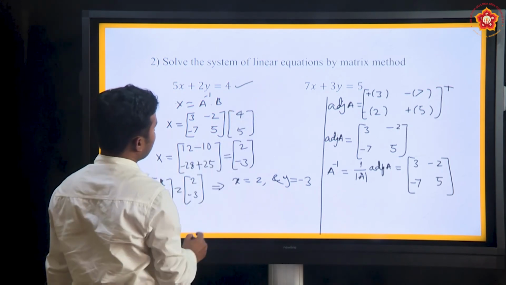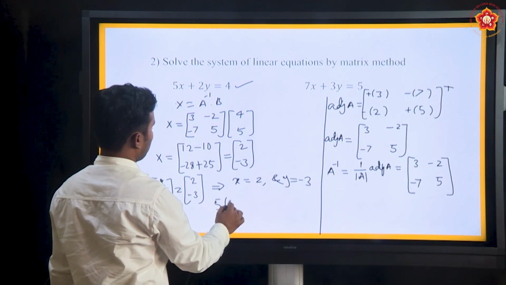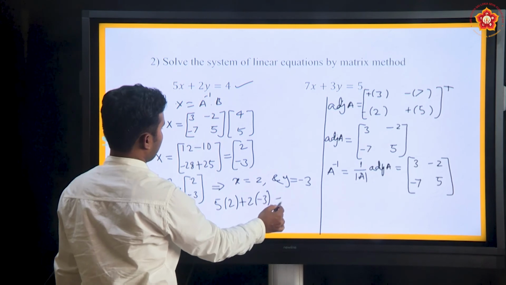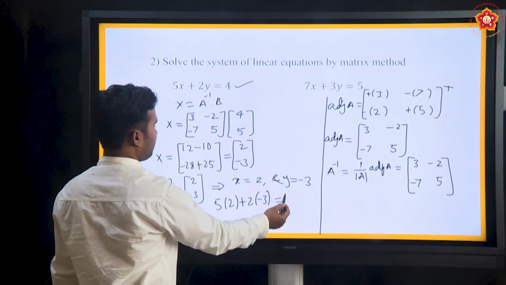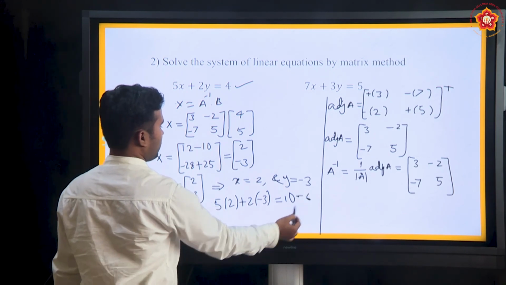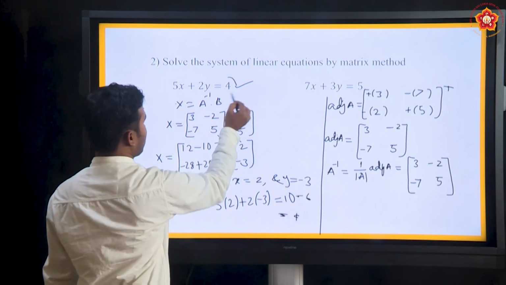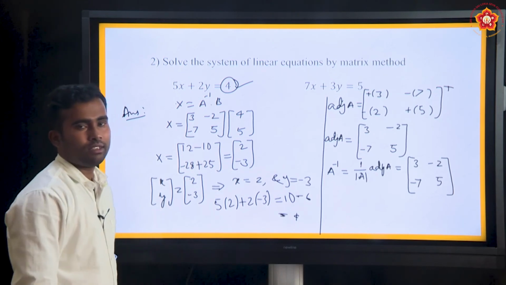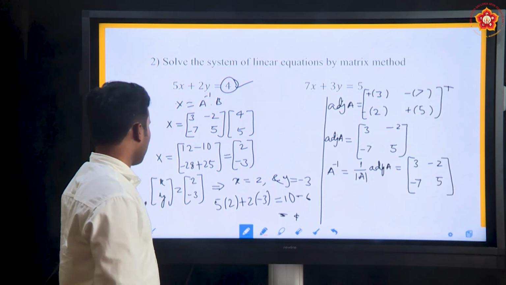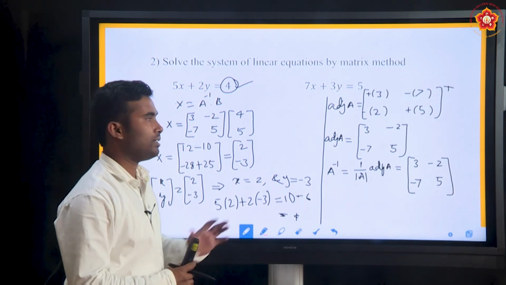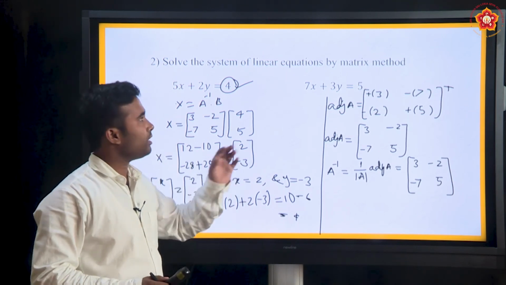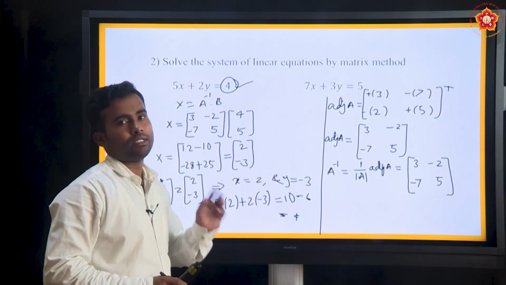So, I can substitute in this. 5 into 2 plus 2 into minus 3 is equal to what? 5 times 2 is 10, okay, minus 6. What is the answer? 4. That is what we have here, okay. Hence, the values of x and y are correct. This is how we can verify our answers after finding the values of the variables. This is one of the methods to solve a system of equations.